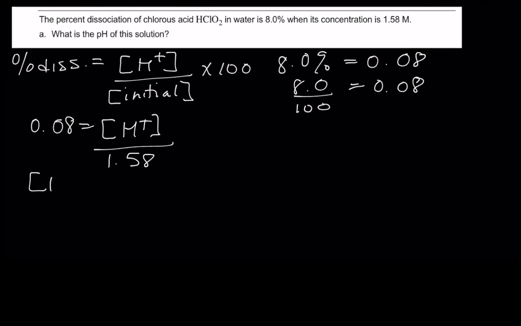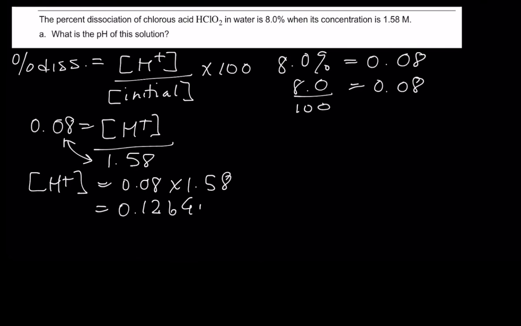And then in order to find the concentration of H plus, we'll just multiply these two values. 0.08 times 1.58, which gives you a value of 0.1264 molar.